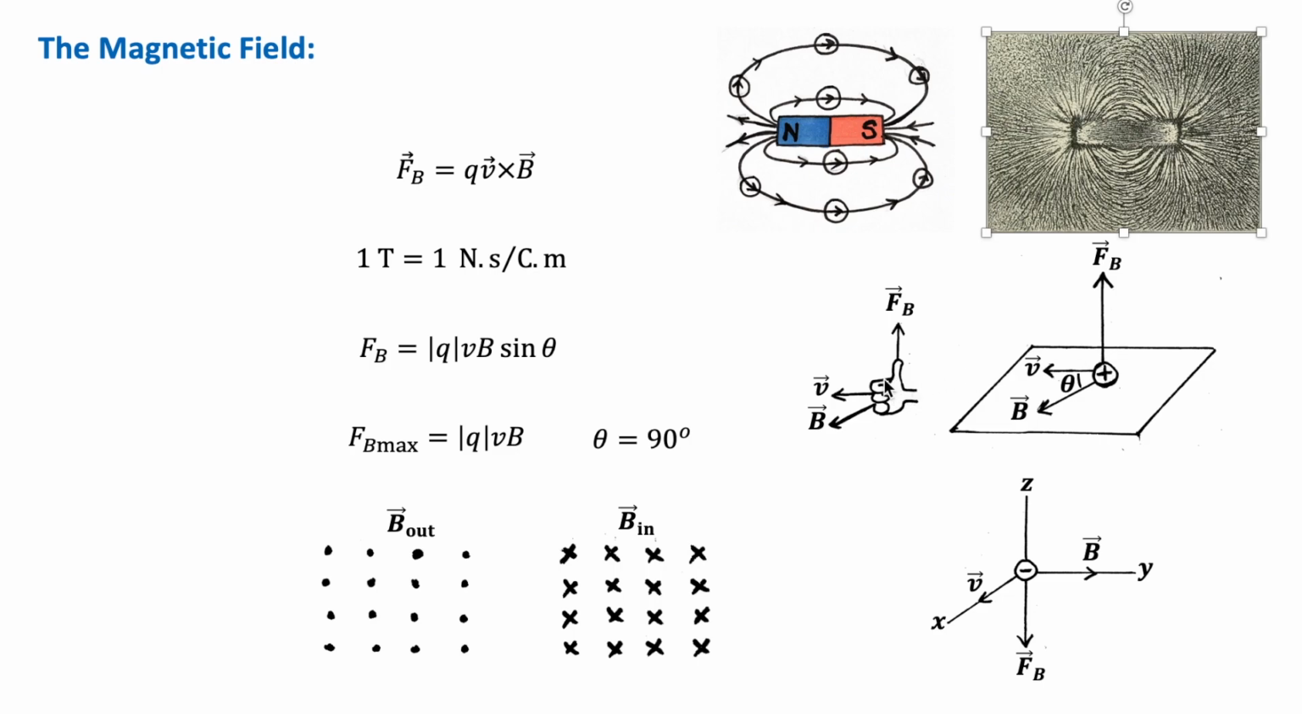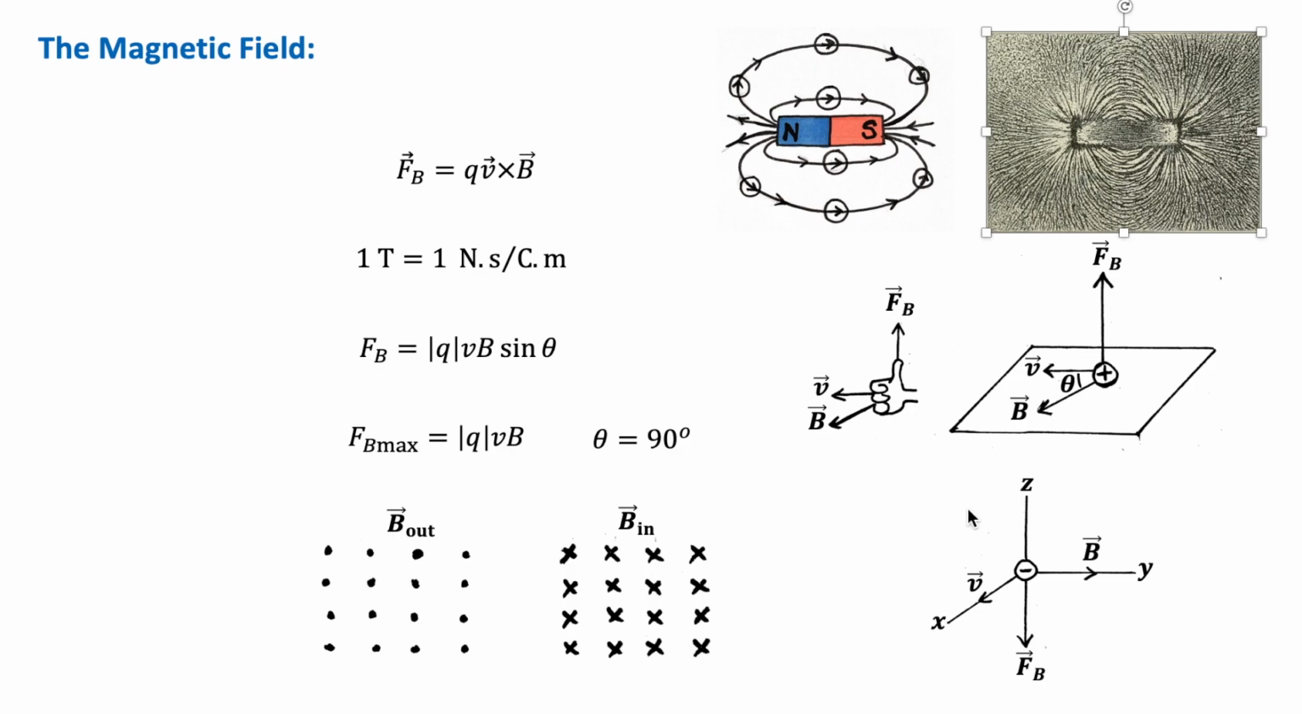If you curl your fingers from v to B, the direction of Fb is in the direction of your thumb, if q is positive. And if q is negative, the direction of Fb is in the opposite direction. So if you use the right hand rule here, this is a negative charge moving in a magnetic field. If you curl v towards B, because it's negative, the direction of Fb is in the opposite direction, okay?